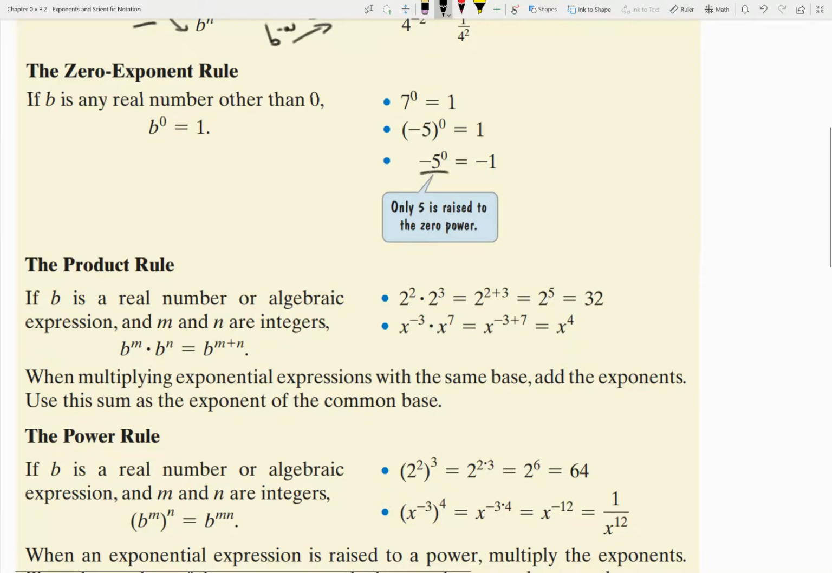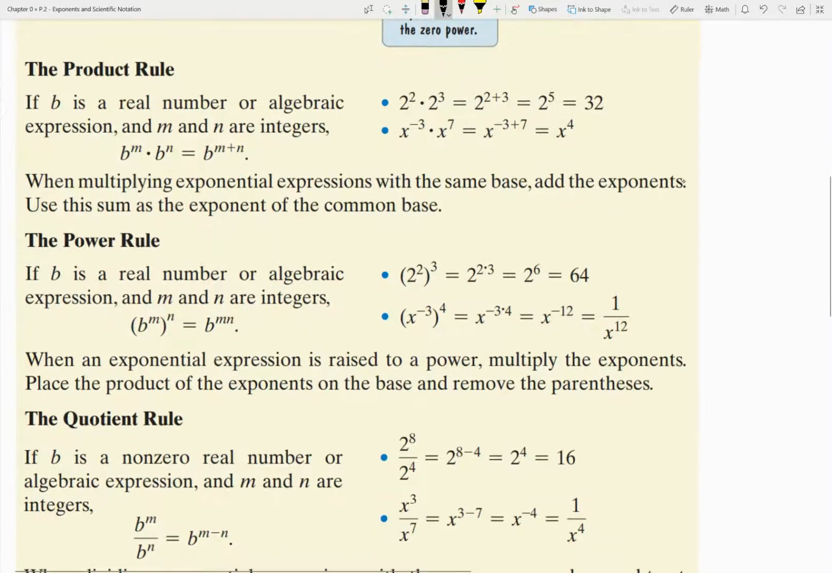Be careful with an expression like that, because if you remember order of operations, only the 5 is attached to the 0. Unlike in this expression, where the whole negative 5 is raised to the 0 power, and you get 1. Here we do the exponents first, and then the multiplication. So the exponent comes first, and then we multiply it by the negative to give me negative 1. But any expression in parentheses that is raised to the 0 power becomes 1.